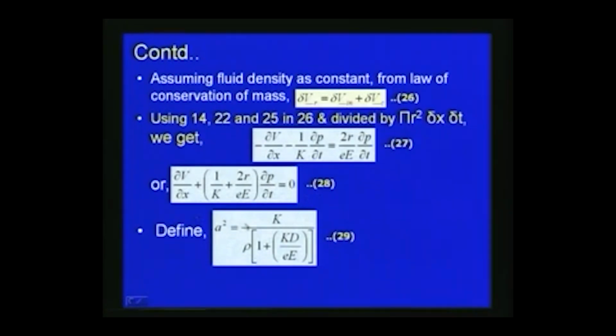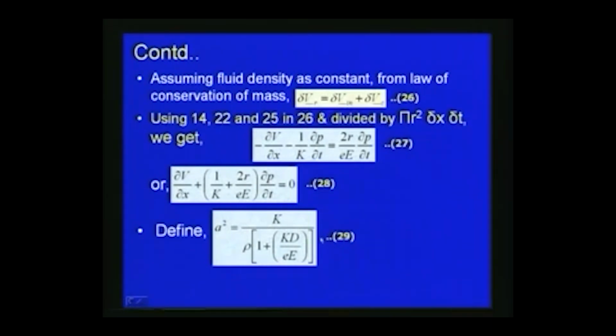So, if you define this with respect to the square of the water hammer velocity, S square as k by rho into 1 plus k D by E small e into E. So, this is with respect to the elastic pipe. Earlier we have seen a relationship for the rigid pipe, A is equal to square root of k by rho, but for the elastic pipe we have to write like this.